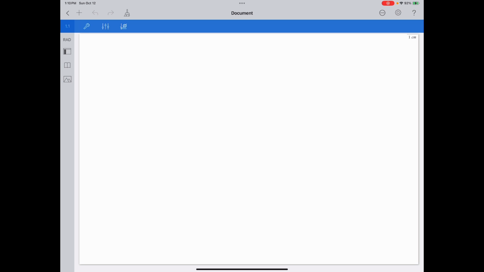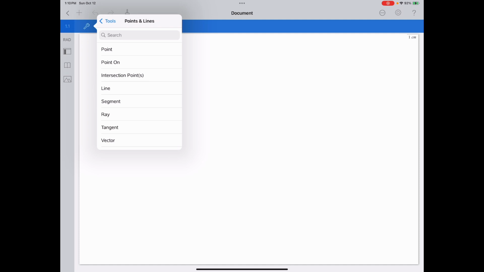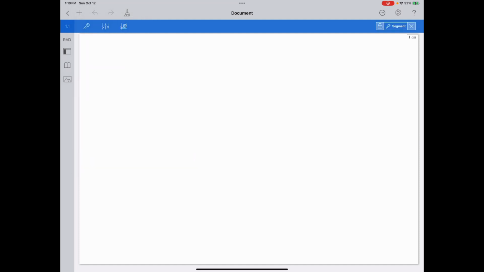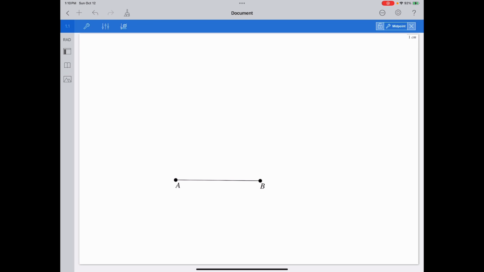And now let's add a line segment to make the base of our triangle. So we're going to go using the wrench tool. We're going to choose points and lines, and we're going to choose segment. And we're going to click on 2 points at the base. And there's our base of our triangle AB. Now we need to get the midpoint of that line. So we're going to go again to the wrench tool, and we're going to choose construction, and we're going to choose midpoint. Then we're going to tap on the line, and there's the midpoint to the line.